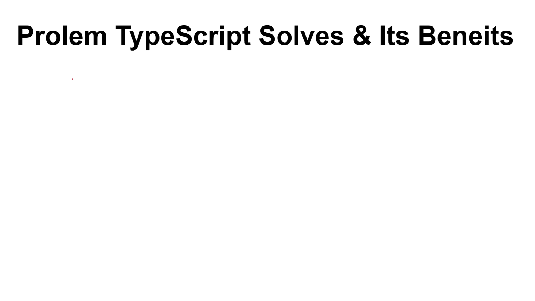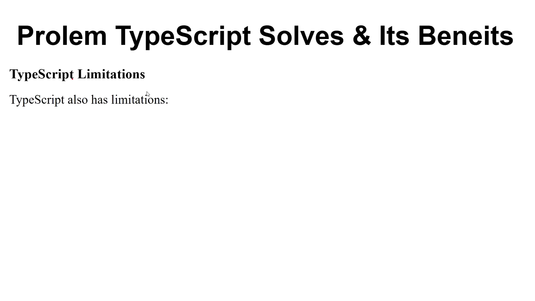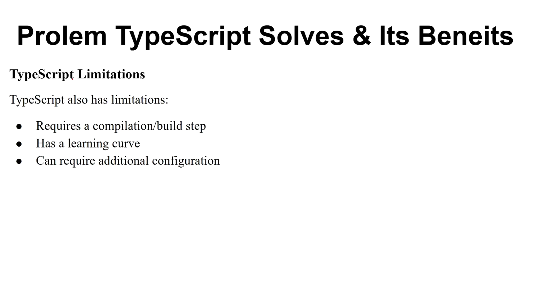However, even though TypeScript solves problems and has different benefits, it has its own limitations. It requires a compilation or build setup, has a learning curve, can require additional configuration, and does not eliminate all runtime errors. Types are removed when converted to JavaScript. TypeScript makes code safer, but it does not make code automatically bug-free.